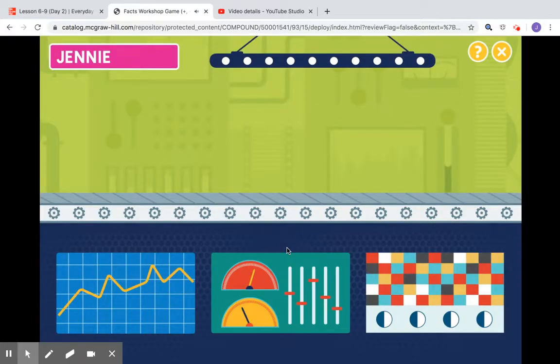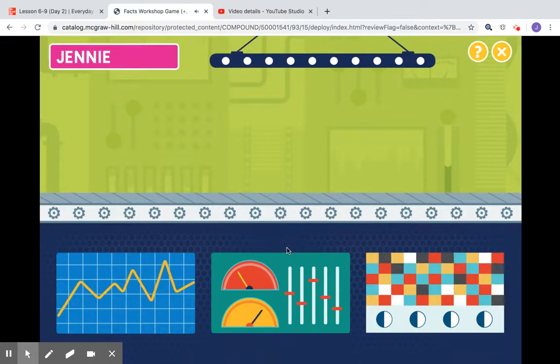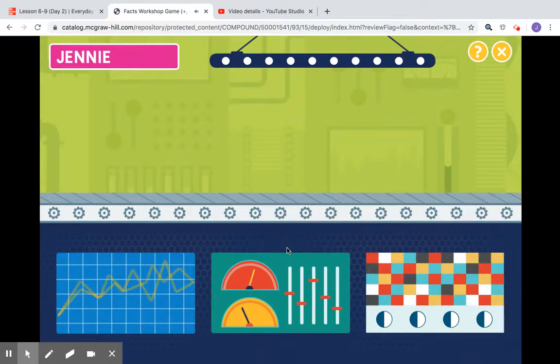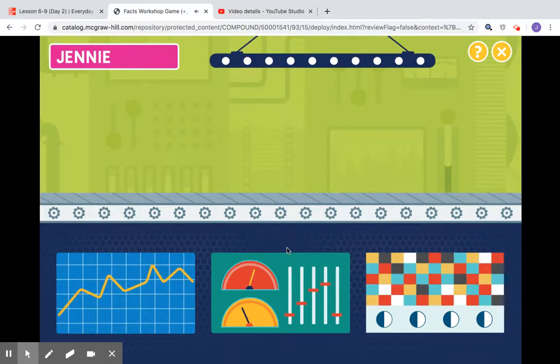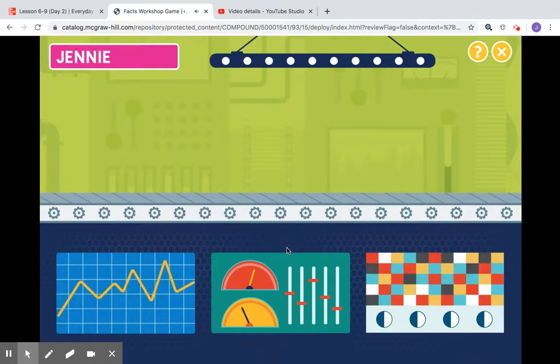Welcome to the Facts Workshop. Are you ready to play? Look at the model or fact at the top of the workshop and click its match at the bottom of the workshop. Some levels like these ask you to choose one answer from 3 choices, while others include a keypad for you to enter your answer. There are 7 levels. Answer 10 problems correctly before moving on to the next level. Good luck!